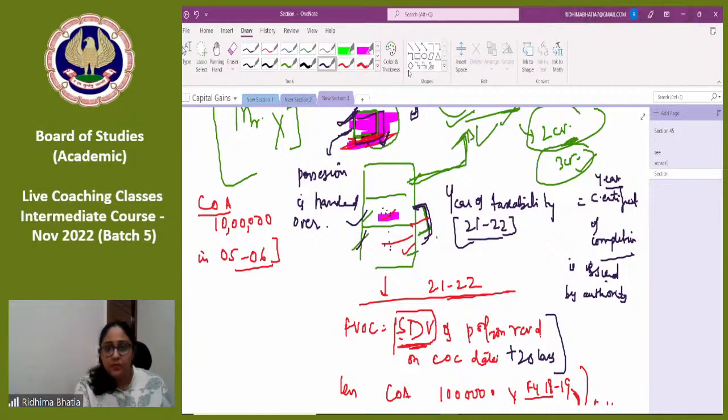Jameel, is it clear now? Mahadev? Good. Pooja, is it clear? Whatever you are receiving in return is your full value of consideration. Transfer happens when you give the possession to the builder.